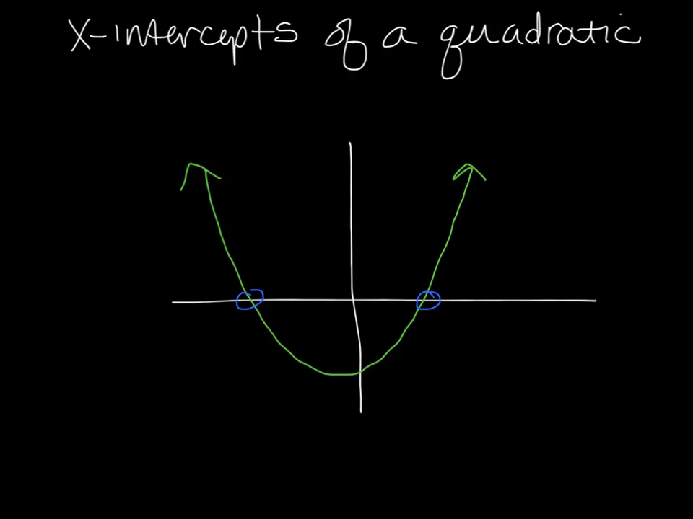So the other way is to actually find out when y equals 0. Because if you remember, when you're on the x-axis, the y value at the x-axis is 0. So let's say you have an equation y equals x squared minus 16. We'll just do something simple. And you're supposed to find the x-intercepts of this quadratic.